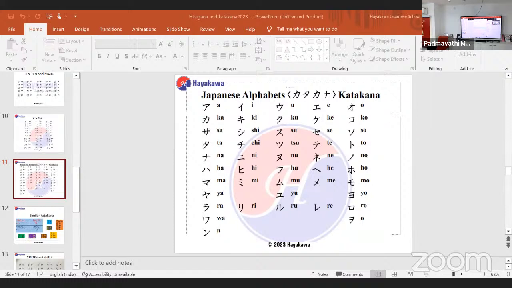Okay, so now you can just go with the katakana from the textbook. So what is the page number? 4. So please take page 4.